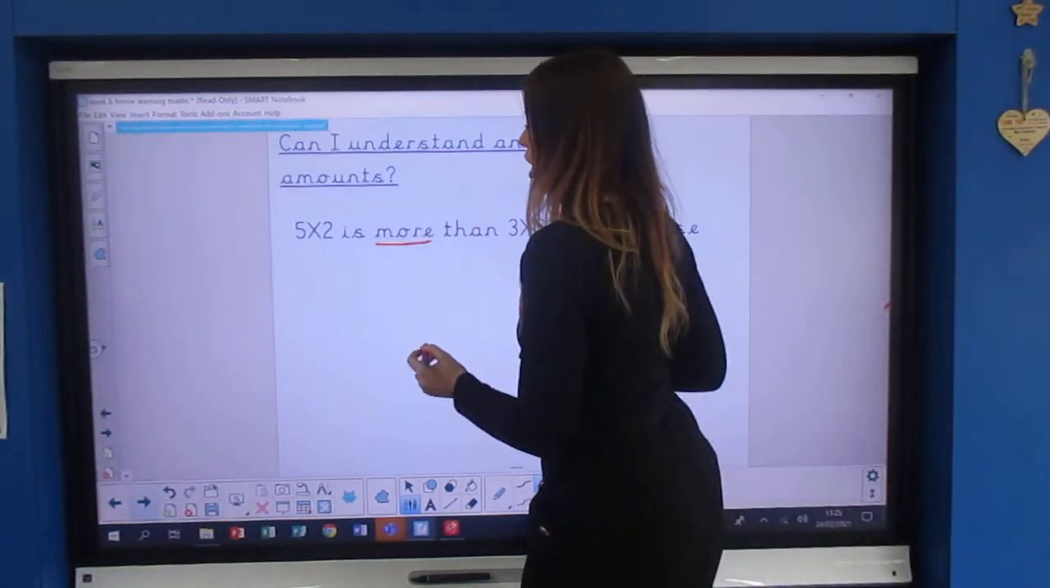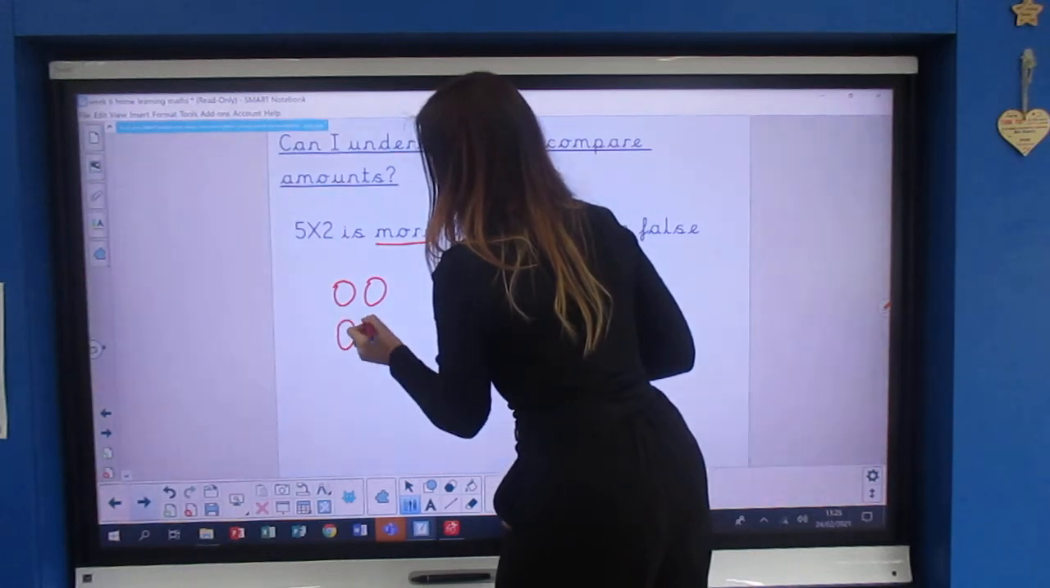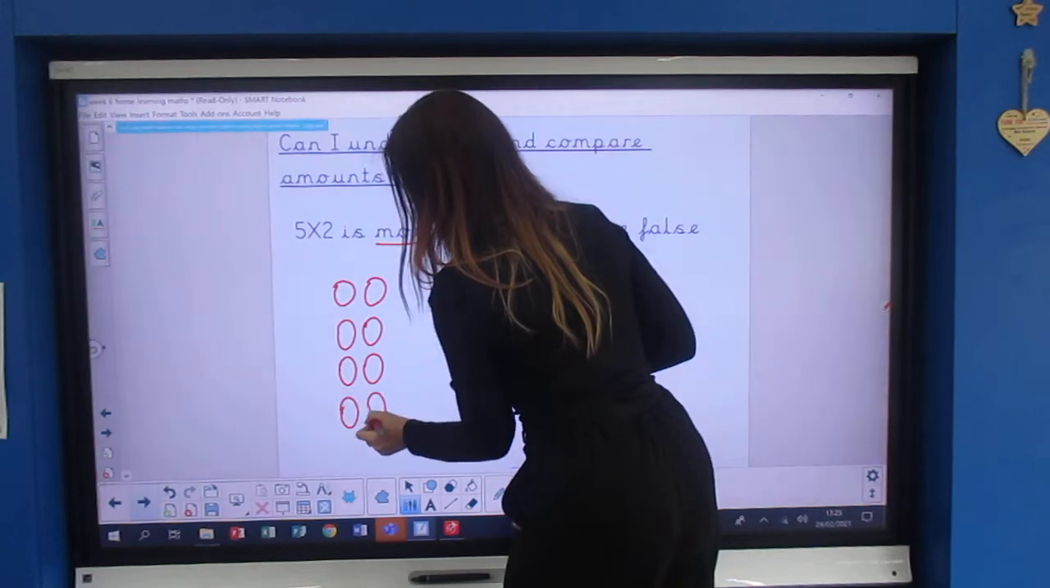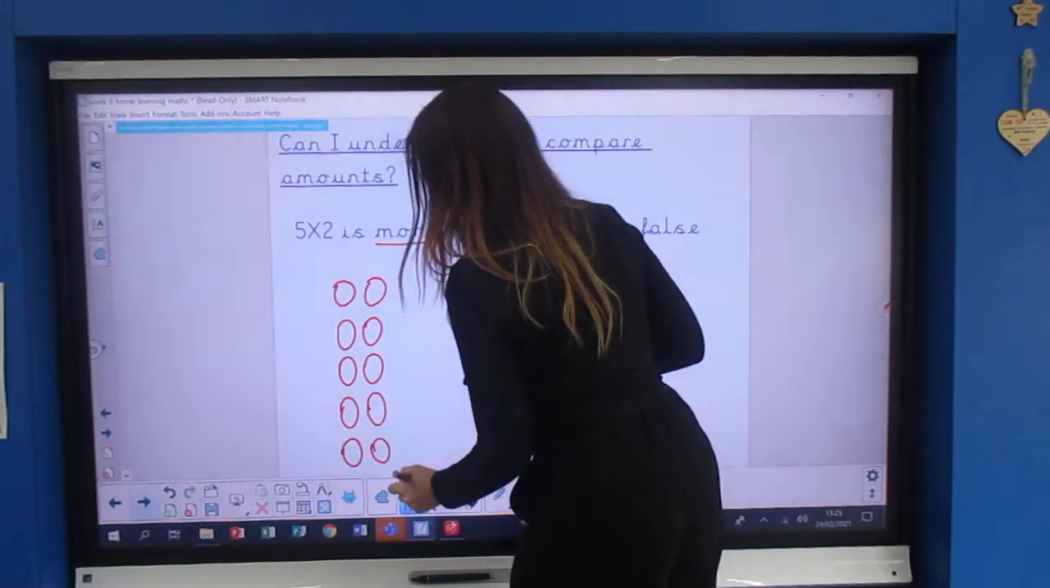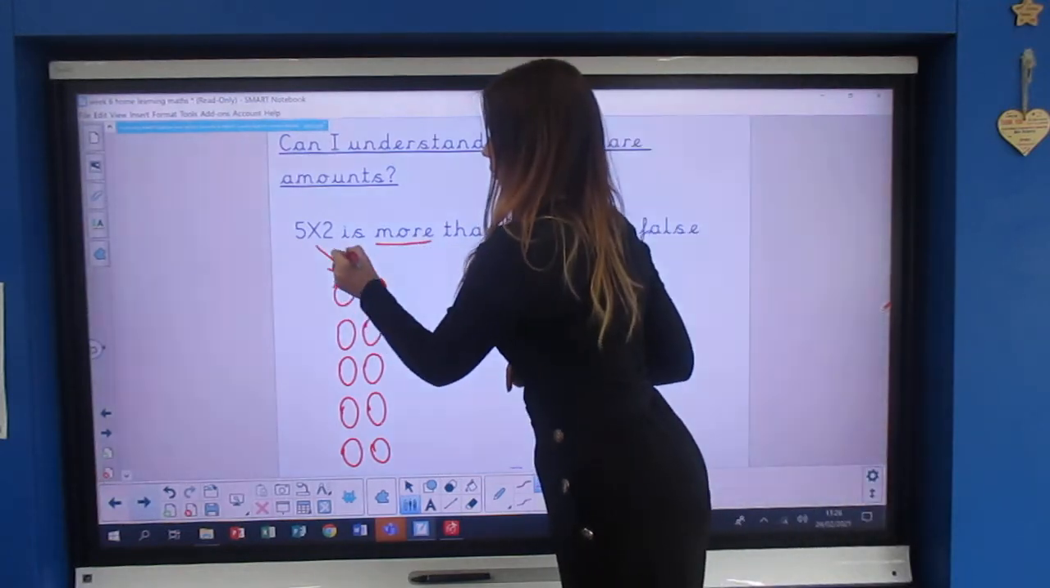So 5 lots of 2. So there's 1 lot of 2, there's 2 lots of 2, 3 lots of 2, 4 lots of 2, 5 lots of 2. Okay, so there is your 5 lots of 2.